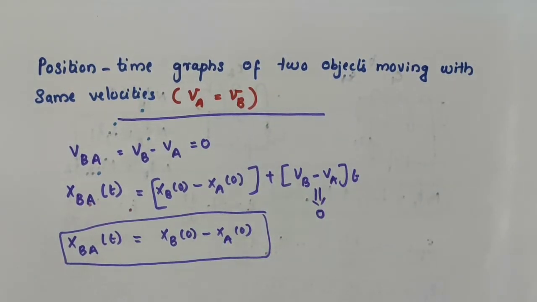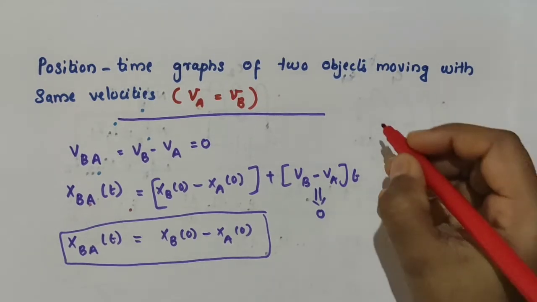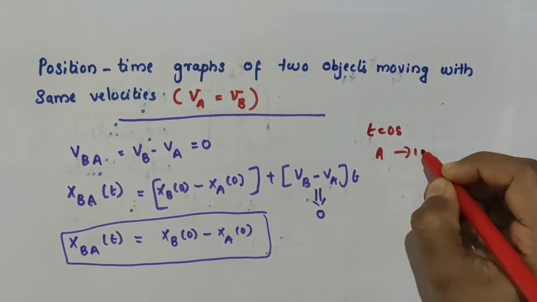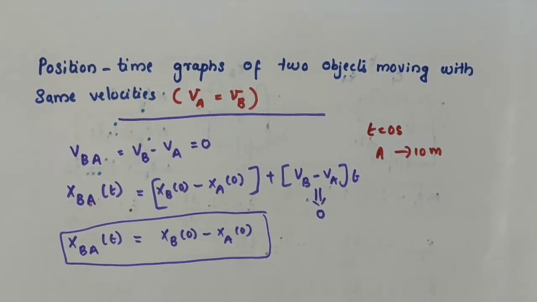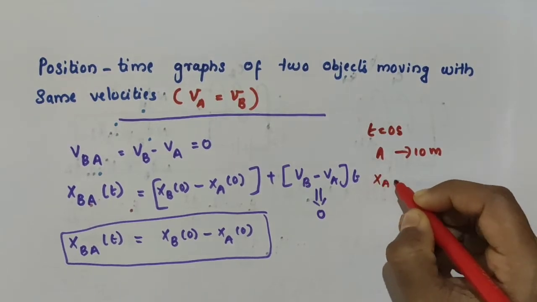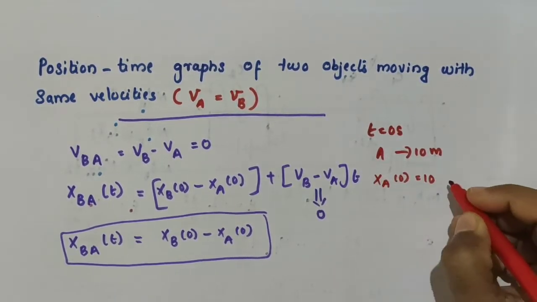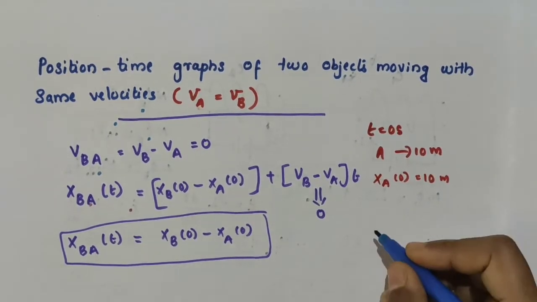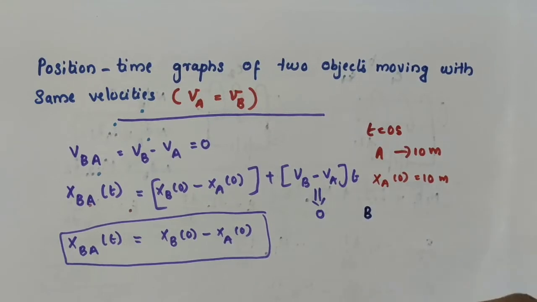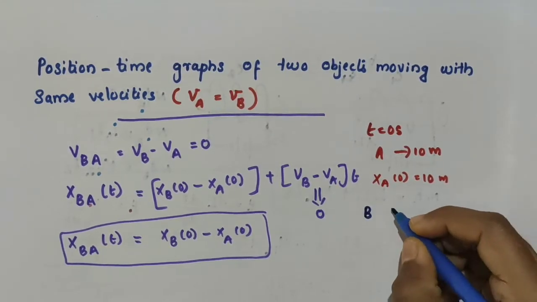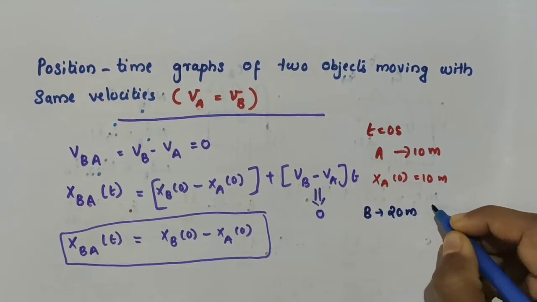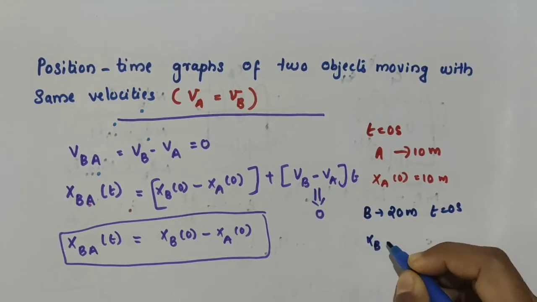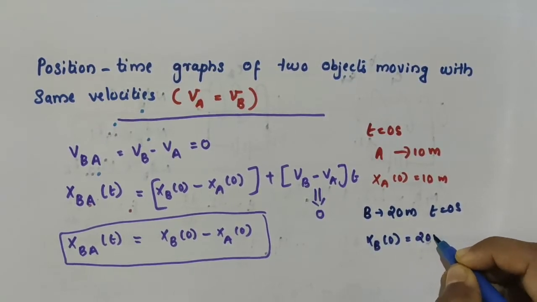For example, let at t equal to 0 seconds, the object A be 10 meters away from the origin. That is XA of 0 equal to 10 meters. Now let the other object B be 20 meters away from the origin initially, that is at t equal to 0 seconds. So we can take it as XB of 0 equal to 20 meters.